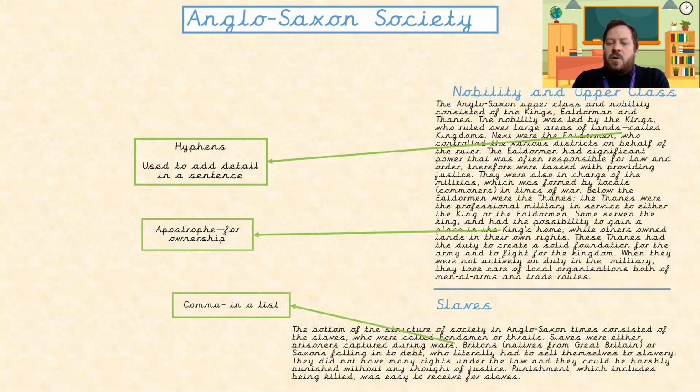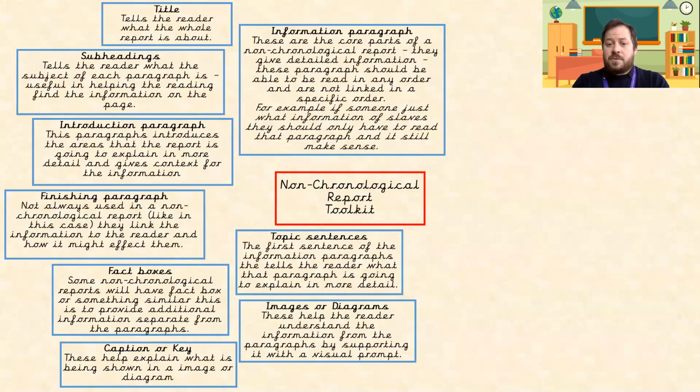And then we might also have commas in a list. And these commas in a list are separating the types of slave there are: prisoners captured from war, Britons native to Great Britain, or Saxons falling into debt. This is an extended list, but it is still a list, and each object within the list is split by a comma. So let's add that to our overall report.